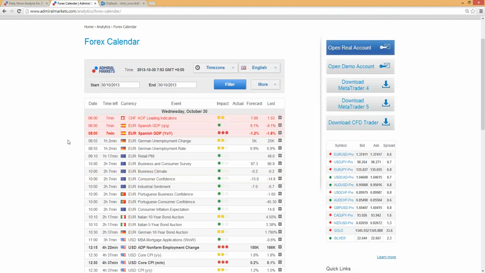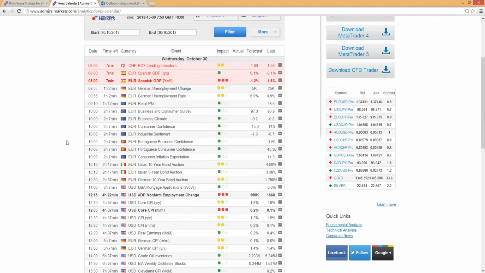First of all, we're going to take a look at the Forex calendar, and we can see that we have, as usual, some news on the euro. We have Spanish GDP, which is marked as high impact, by the way, so we can take a look at that in 7 minutes. Other than that, we have some usual medium and light impact news, but more importantly, the ADP, of course, 4 hours from now. That's 4 hours and 20 minutes.